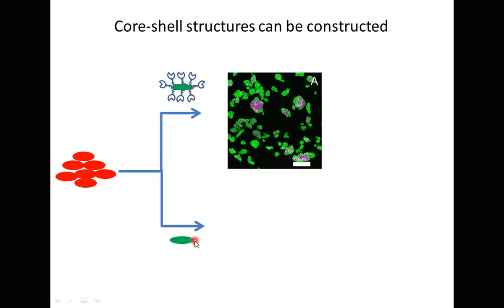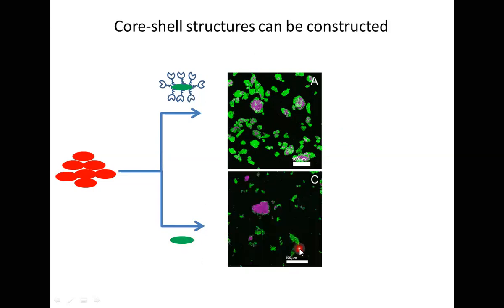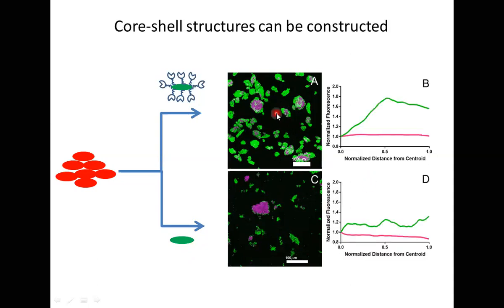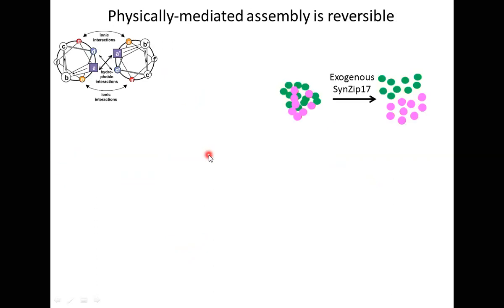Whereas if you have just the green cells, you really don't see that. There's a little bit of non-specific stickiness, but it's certainly not as well developed as you're seeing in image A. And we're able to quantify this. I don't feel like going over that, but anyway, when the paper comes out, I suggest you read it.